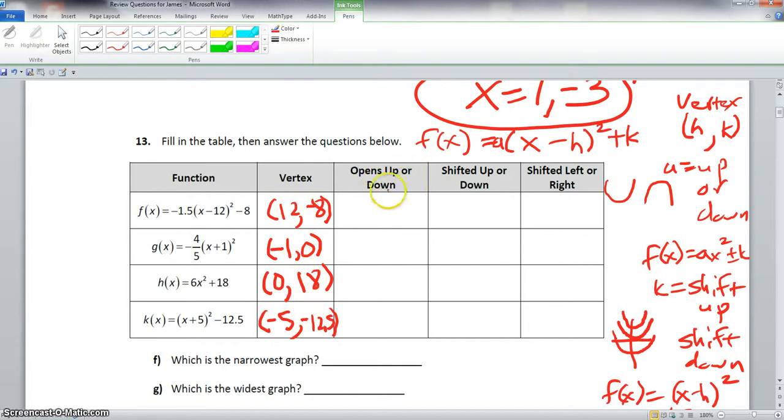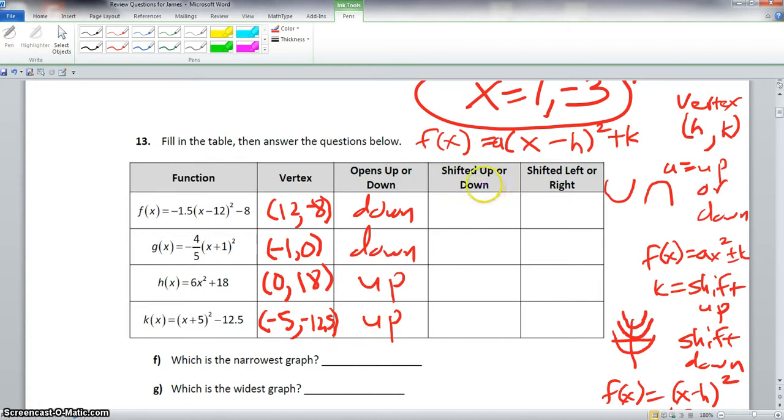Now for the open up or down, we just look for the a values. Remember, our a value is typically in front of the parenthesis that's squared, or the number in front of the variable squared. So here we know this is negative, so it's down. We know it's negative here, it's down. We know it's positive here, it's up. And then here we know this a is positive 1, so it also opens up.